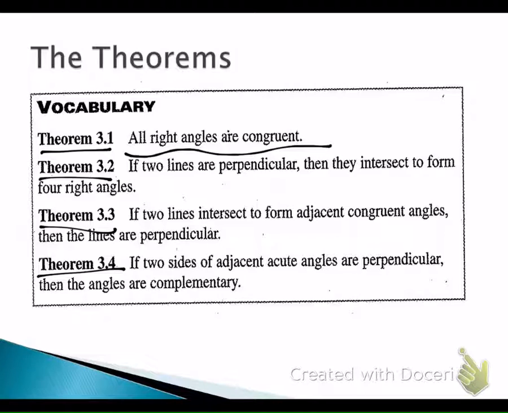All right, so the first theorem says that all right angles are congruent. So if you know that 2 angles are right angles, you also know that the angles are congruent to one another. They both have the same measure. The measure is 90 degrees. Okay? Pretty easy there. The next one says if 2 lines are perpendicular, then they intersect to form 4 right angles.